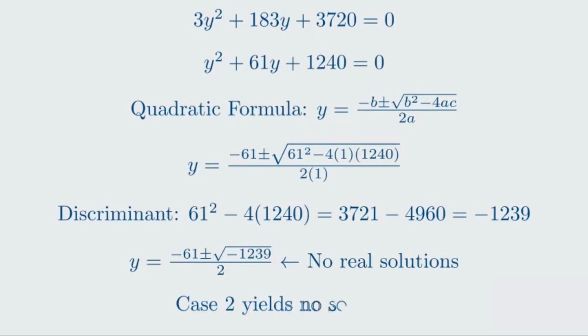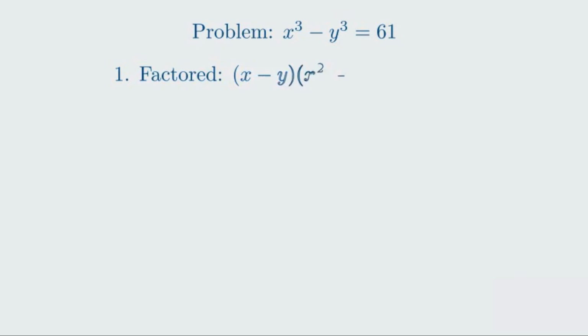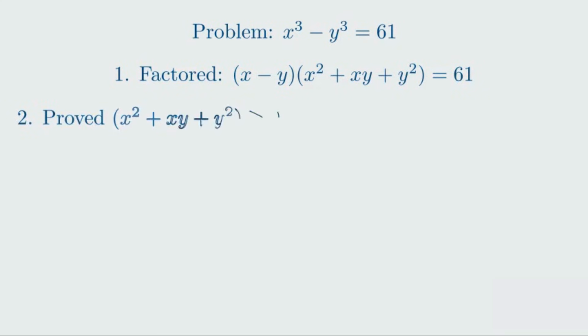So, let's recap our journey. We started with the equation x cubed minus y cubed equals 61. We factored the left side using the difference of cubes formula. This allowed us to transform the problem from a cubic equation into a product of two integer factors that must equal 61. By completing the square on the second factor, we proved that it must be non-negative. This powerful insight eliminated half of our possible cases, leaving us with just 2.